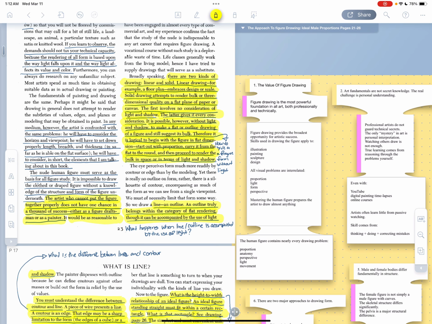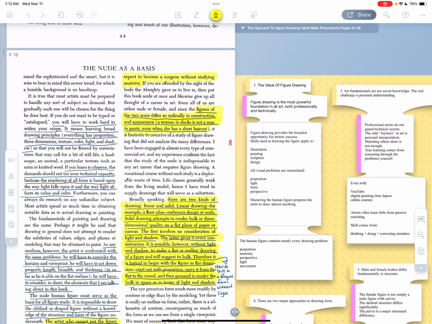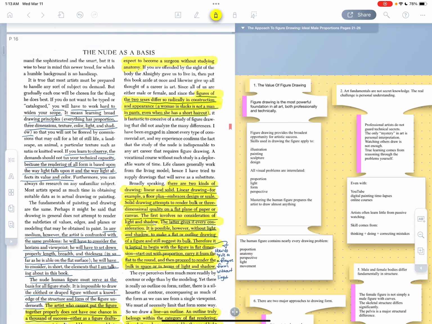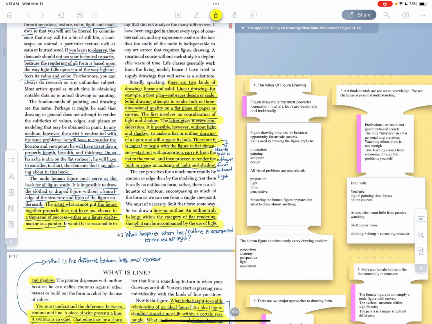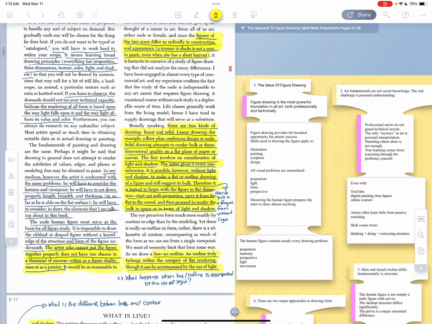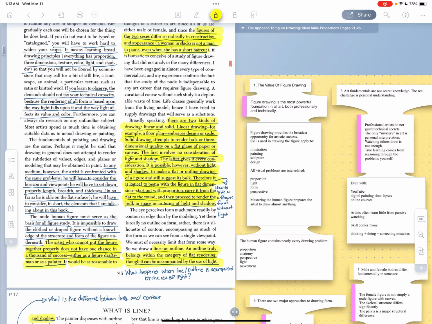Oh, no. That's not where we start. All right. The artist who cannot put the figure together properly does not have a chance in 1,000 to succeed, either as a figure draftsman or a painter. It would be as reasonable to expect to become a surgeon without studying anatomy. So he's saying that you will never be the full potential artist that you can be, or succeed in this business, until you really learn the figure. So there's no way around it.